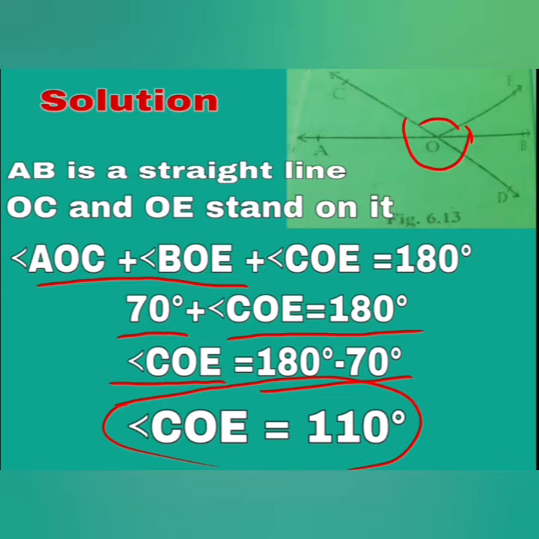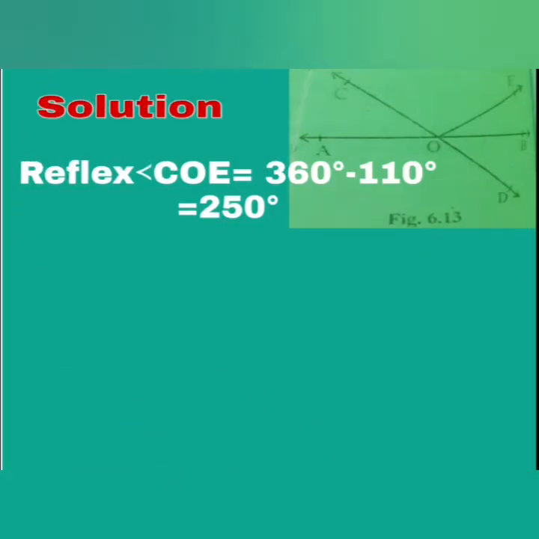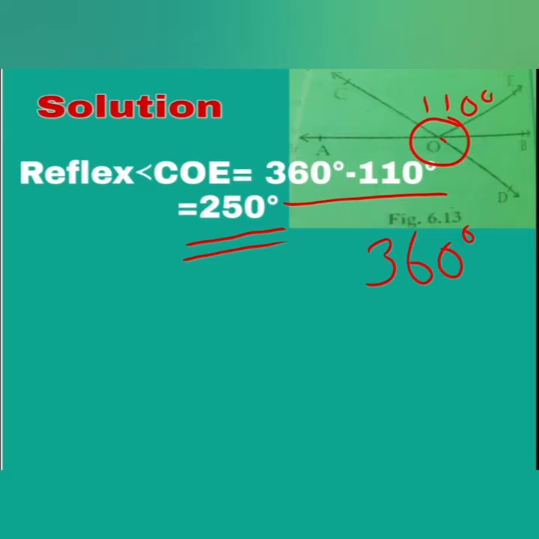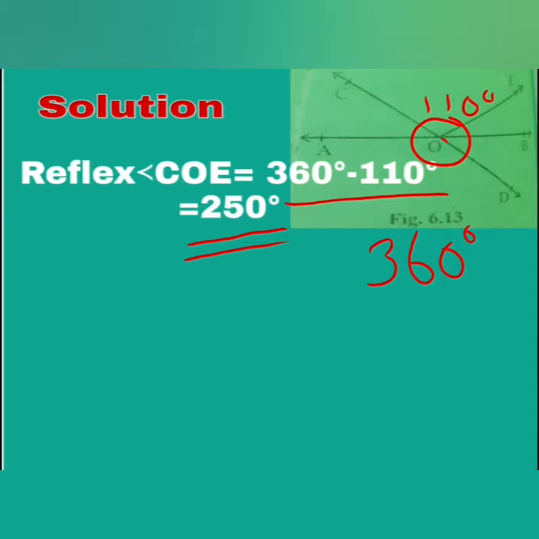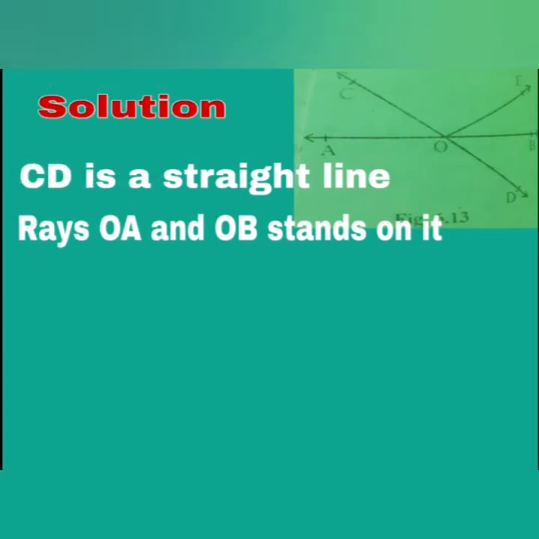So to find out this outside COE angle, what are we going to do? Whenever we are finding a reflex angle, at this O point the sum of all the angles will be equal to 360 degree, right? So out of that 360 degree, you subtract this 110 degree COE angle. When we do that subtraction, we get 250 degree as the measurement of reflex angle COE. That is the solution for the first part of the question.